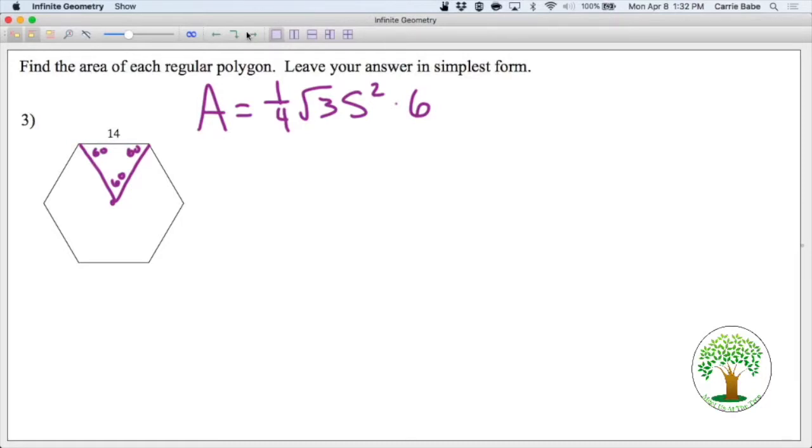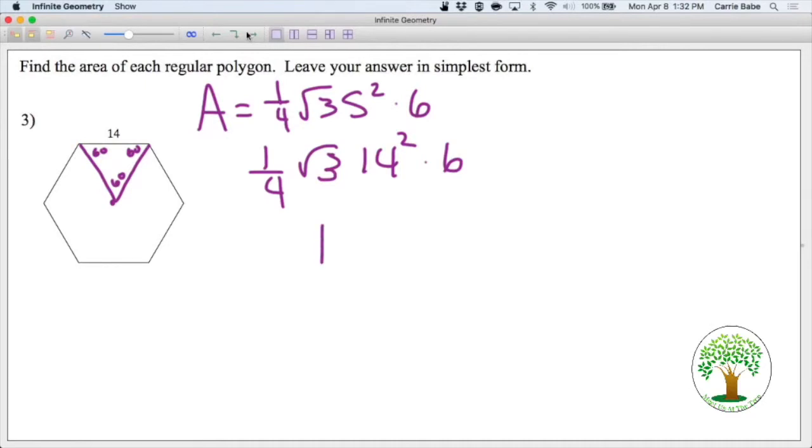So where does the 14 go in all of this? The side, right. Squared. Okay. So I'm going to have 1/4 square root 3, 14 squared times 6. I would suggest don't do the square root 3 in your calculator. Do your 1/4, your 14 squared, and your 6. Put them all in there. Hit enter, and then we'll see what you got.